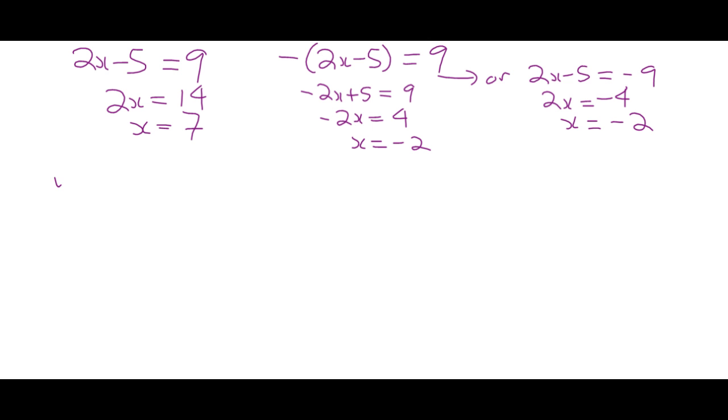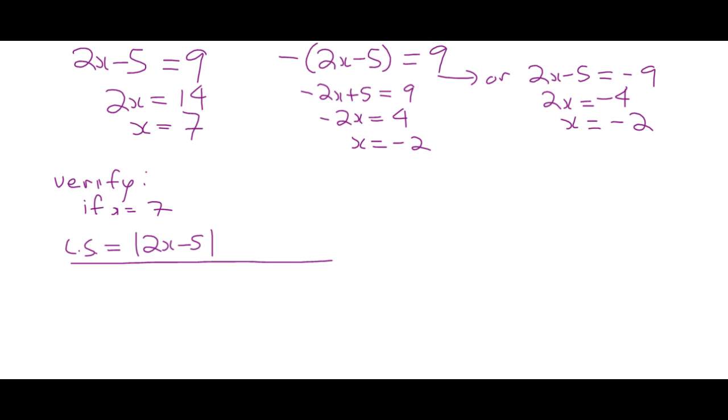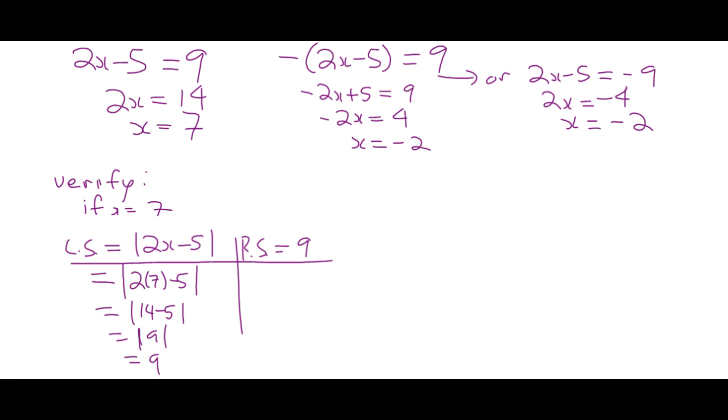Okay, we're going to do a formal verification though. So verify. If x is equal to 7, the left side is equal to the absolute value of 2x minus 5, and the right side is equal to 9. When I'm doing a verify, I always go with the original expression. Don't go with anything that you've done since then. So this is equal to the absolute value of 2 times 7 minus 5, which is the absolute value of 14 minus 5, which is the absolute value of 9, which is 9.